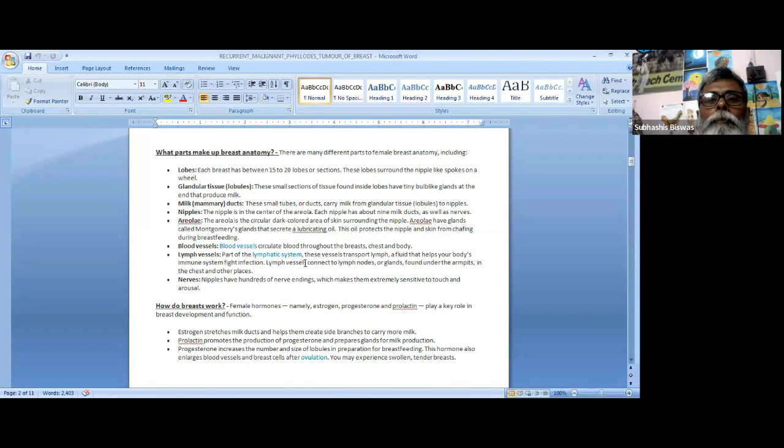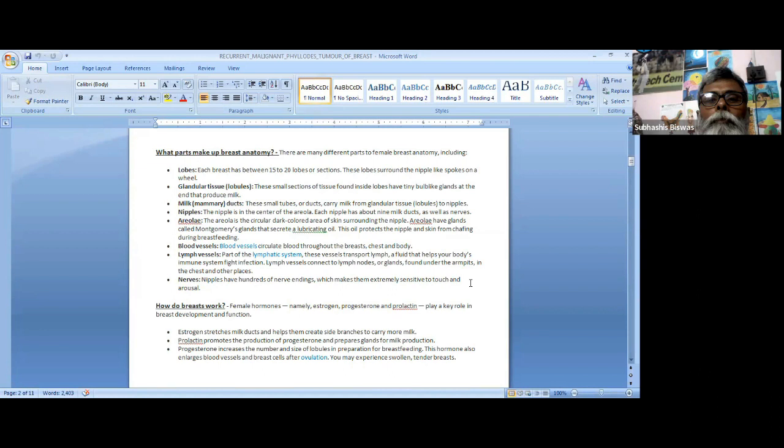Blood vessels circulate blood throughout the breast, chest, and body. And lymph vessels are part of the lymphatic system. These vessels transport lymph, a fluid that helps your body's immune system fight infections. Lymph vessels connect to lymph nodes or glands found under the armpits, in the chest, and other places. Nerves: nipples have hundreds of nerve endings, which make them extremely sensitive to touch and arousal.